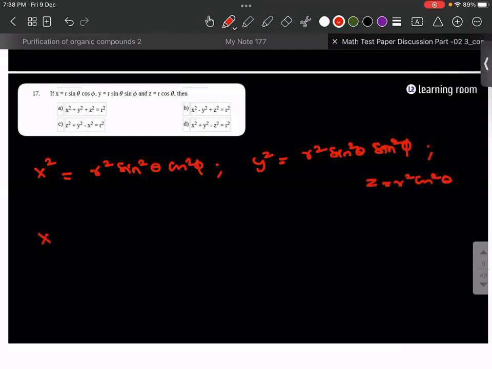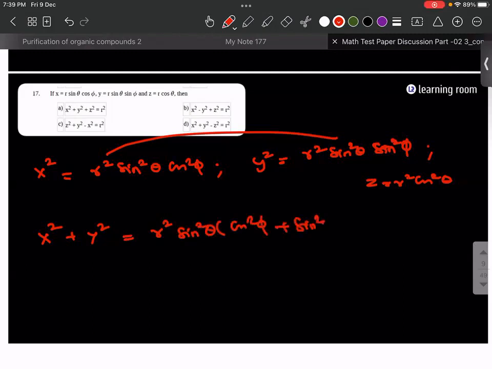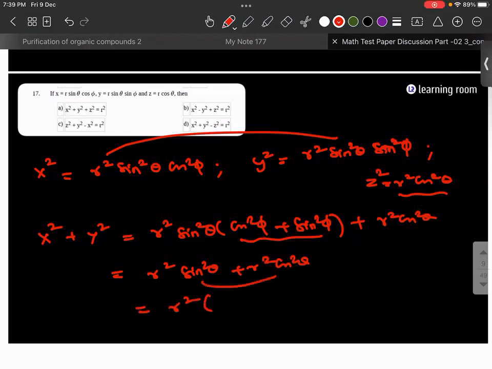Okay. So if I do X square plus Y square, I observe R square sin square theta is common. So I'll have cos square phi plus sin square phi, which is 1. Plus Z square, which is R square cos square theta. So it will be R square into sin square theta plus cos square theta. So X square plus Y square plus Z square is equal to R square. Option A is the right answer. See, basically you do nothing. Square everything and add, that's it.